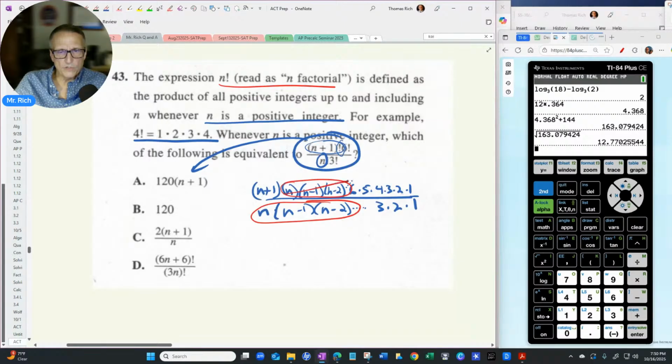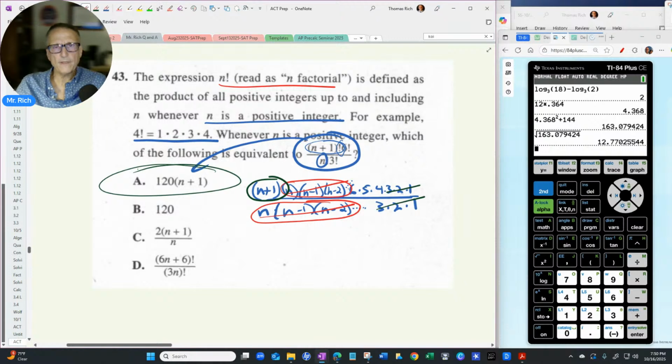So those are all gone. And the only thing that you've really got left to calculate as a part of your answer is the n plus 1. Here, the 3, 2, 1 and 3, 2, 1 are going to cancel out between top and bottom. So you're just left with an n plus 1 and 6 times 5 times 4, which is 120. 120, n plus 1. There's our answer right there.